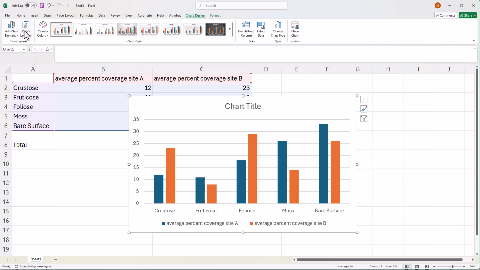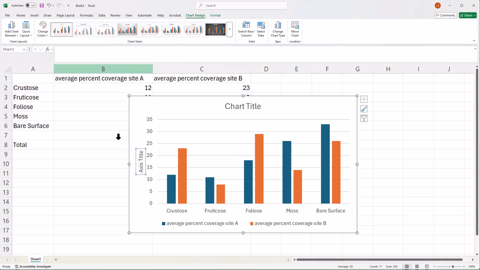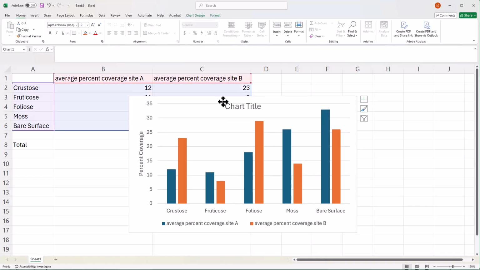It also wants me to include axis labels. So what I'm going to do over here is I'm going to add a chart element. I'm going to add an axis title for the vertical. This is looking at percent coverage. I'm going to get rid of my chart title. As we've said before, we don't typically see those in publications. So I've got labels on the axes. This is just looking at the type, so it's already labeled.